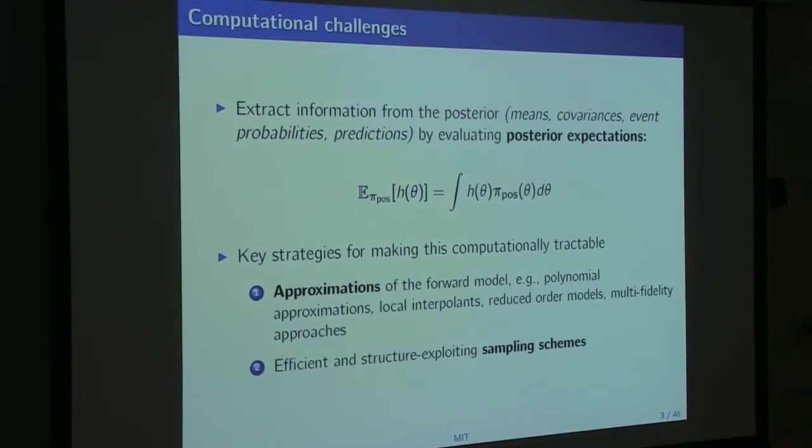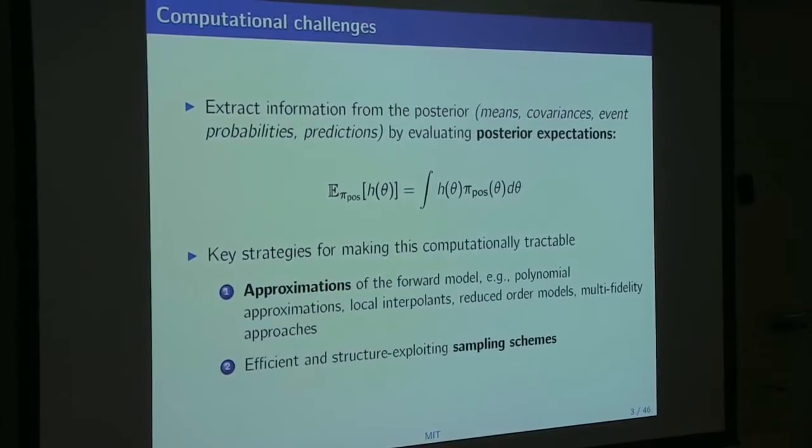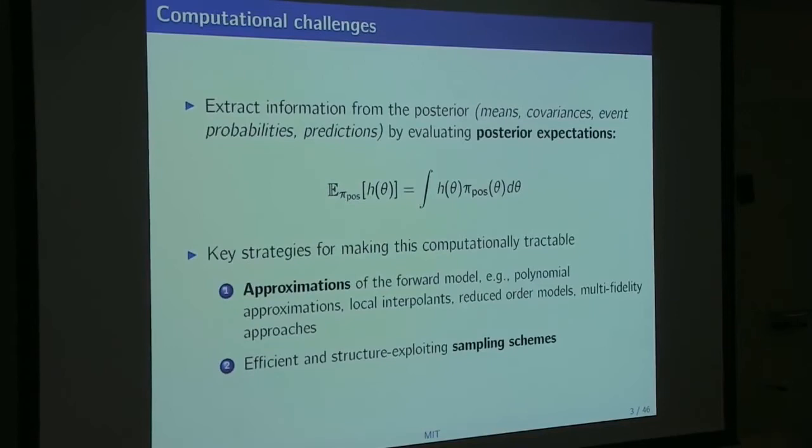Now, to make this computationally tractable, there are at least two complementary paths one has to think about. These are actually the two main things I'm going to talk about in this talk. One is, if the forward model is so expensive, or if the likelihood is so expensive, how can we approximate it in a principled way? There's a zoo of approaches one can consider. What are useful things to do? What can you say about this approximation?